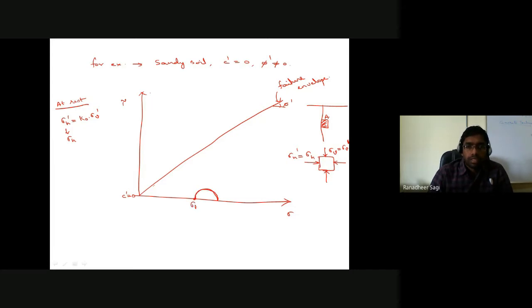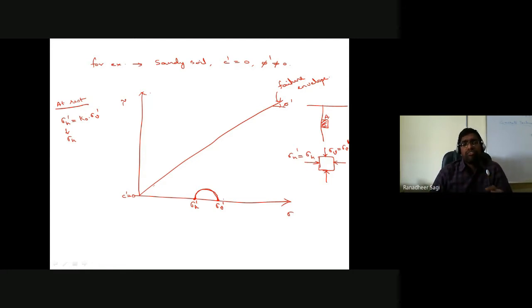This is sigma h dash. This is your sigma v dash. At rest, when you are talking about at rest condition, we obviously have understood from our earlier discussion that sigma h dash is less than that of your sigma v dash only.